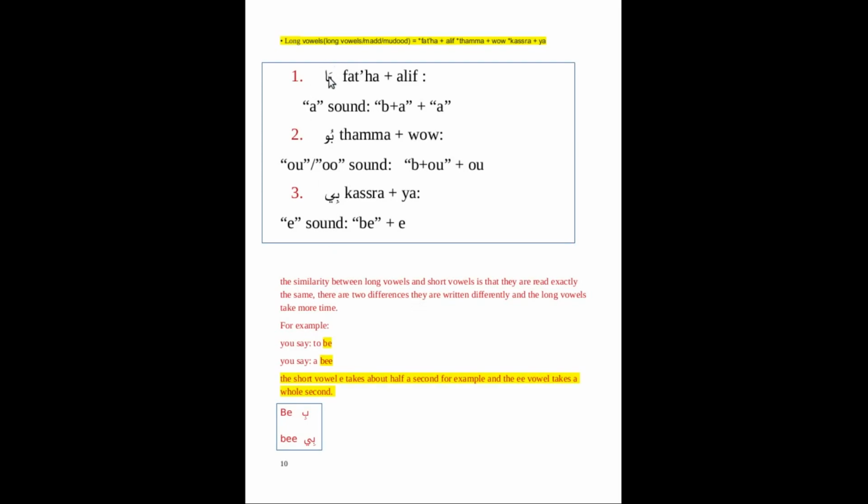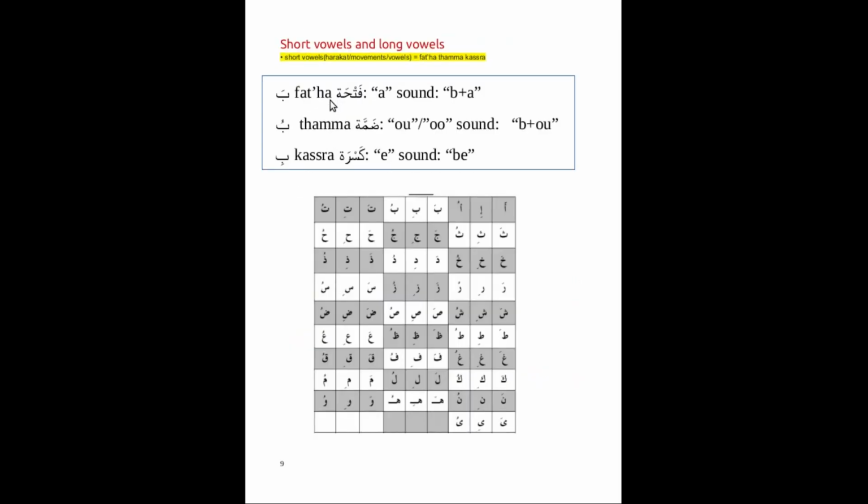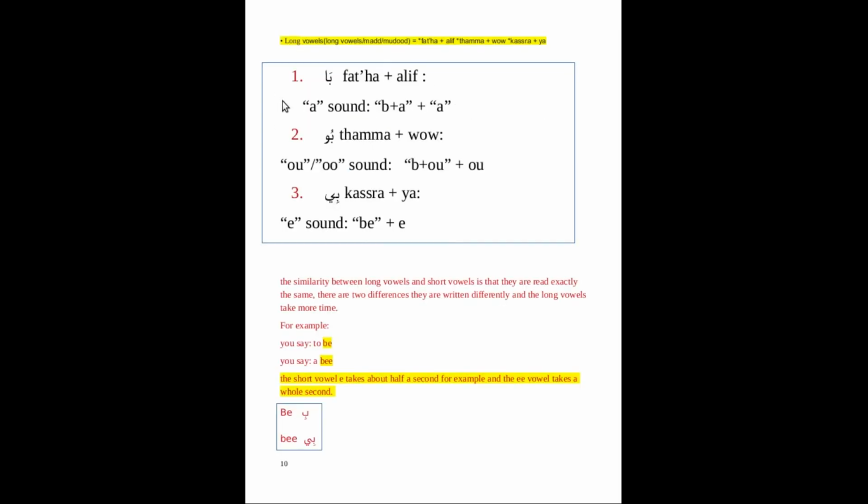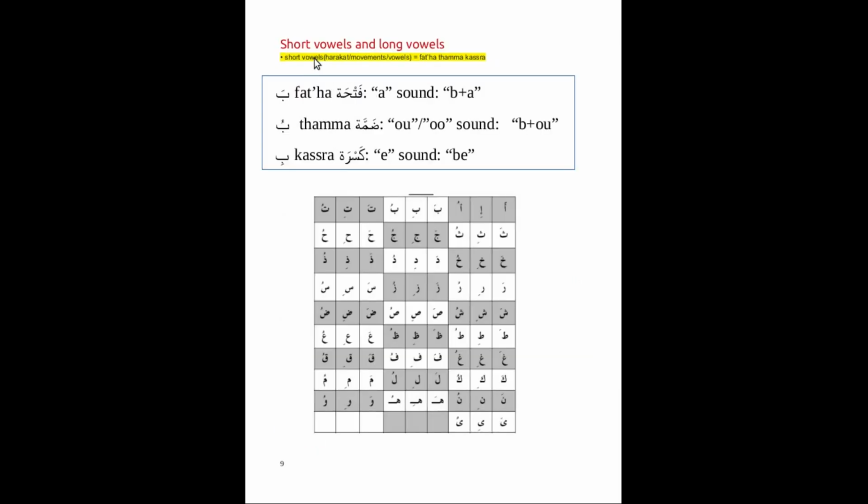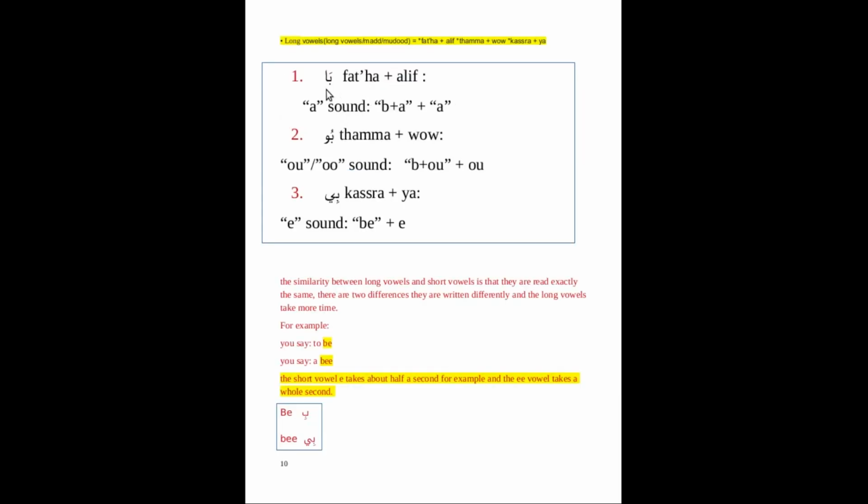So now the long vowels. The long vowels are also very simple. You remember the ba that we saw earlier? It has a dot at the bottom, so it's the same letter here. It's also a ba here, with a fatha. By the way, the vowels, we also call them harakat, haraka, or movements, or vowels. They have these three names. If you hear haraka or movement or vowel, it's the same thing. Okay, so we have fatha plus alif.